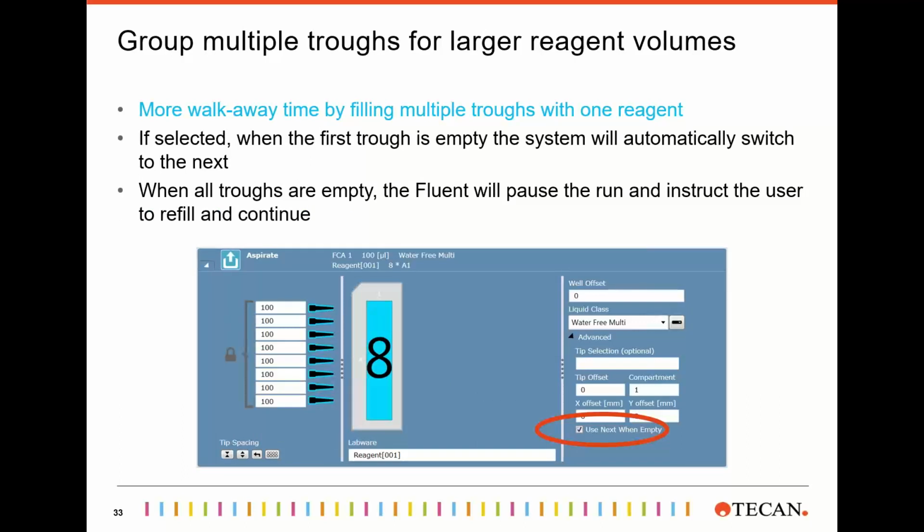What is also quite nice with Fluent Control is that we can group multiple troughs together. So the software knows, okay, in this set of troughs, there's the same reagent. That will allow you to walk away for a longer time. You can use it by simply checking a box in an aspirate command, "use next to empty", and then the software will just use the next trough and the next trough and the next trough until all of the troughs of that certain group with that certain reagent inside are empty. And only then will the run pause and will you have to do an intervention as an operator.